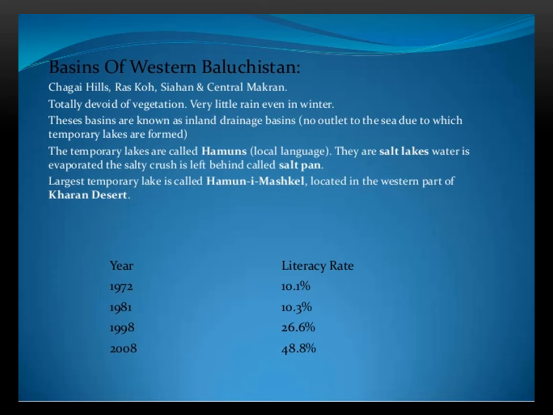The temporary lakes are called hamuns in the local language. You know what is a Hamun? A Hamun refers to an inland desert lake or marshland formed as natural seasonal reservoirs. They are salt lakes, the water contains salt. When their water is evaporated away, a salty crust is left behind. It is then called a salt pan. The largest of these temporary lakes is called Hamun-i-Mashkhel, which is located in the western part of the Kharan Desert.